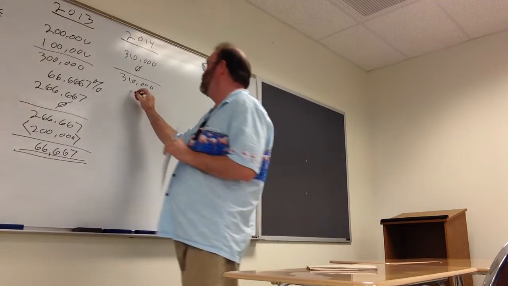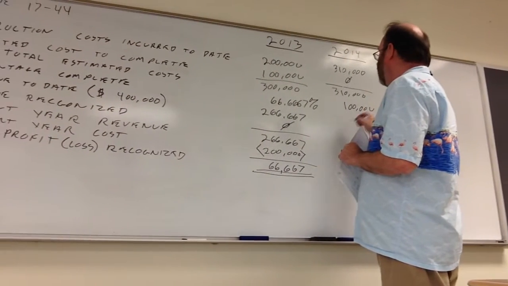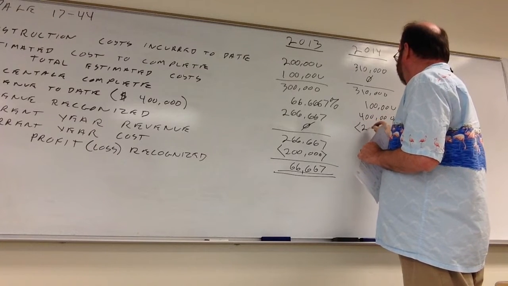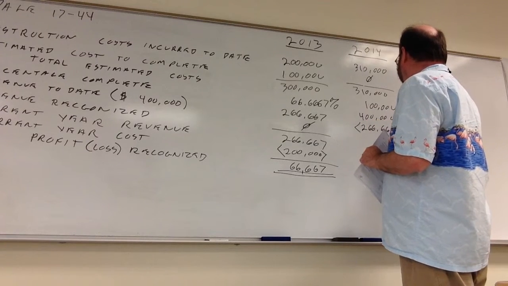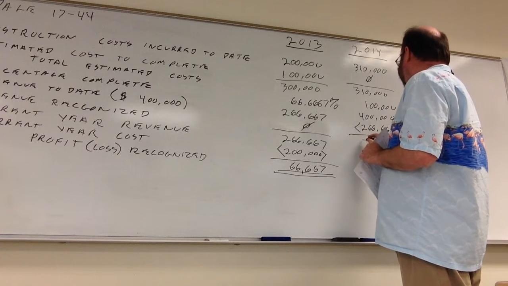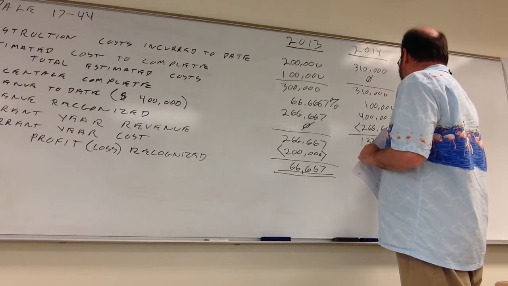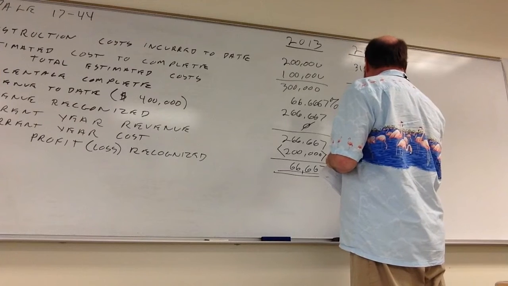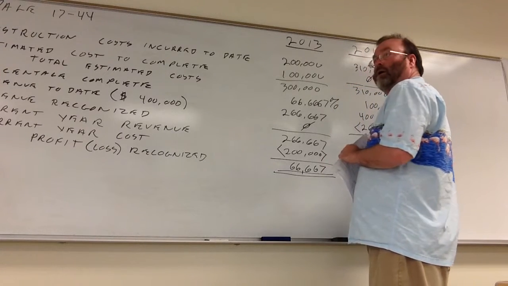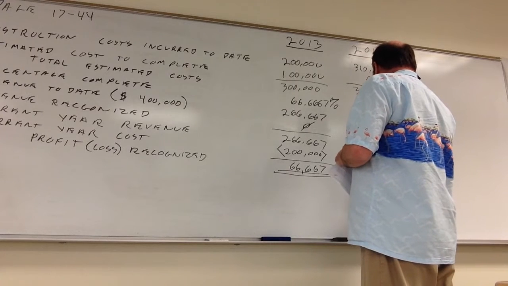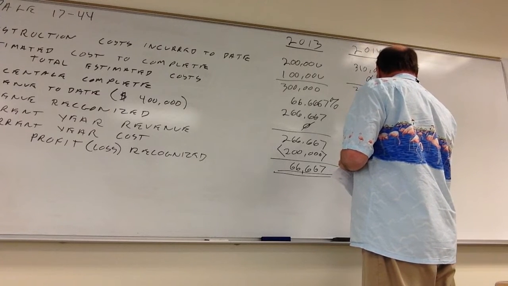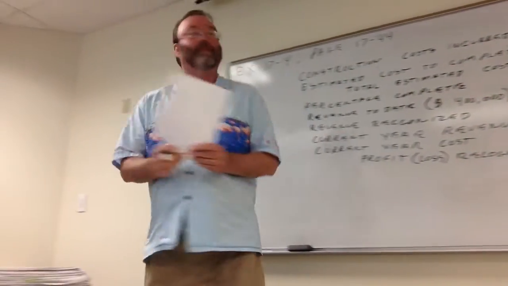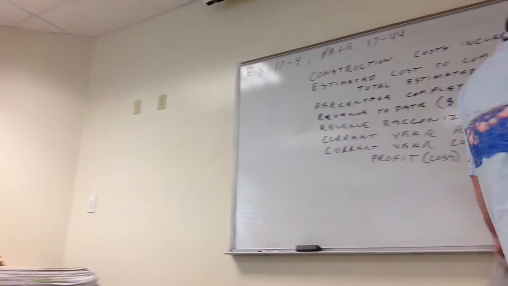All right, we're now 100% complete. That's $400,000, the total contract price, less the $266,667 that we took in prior years. That gives us $133,333. We've incurred $110,000 during the current year, leaving us $23,333 profit. Put 100,000 with a percent on the side, it's 100%, I'm sorry.